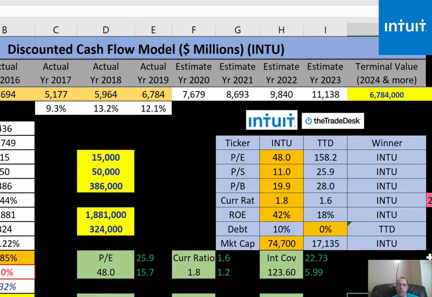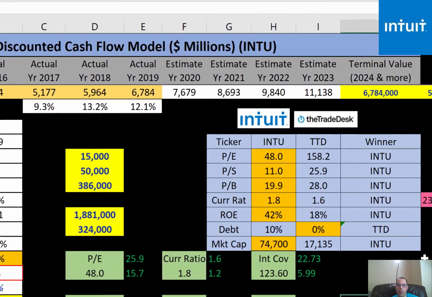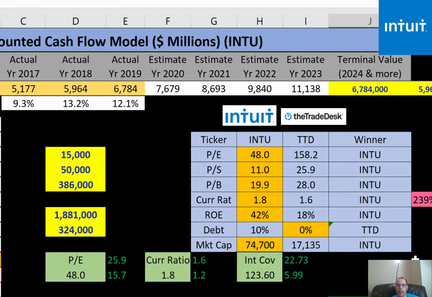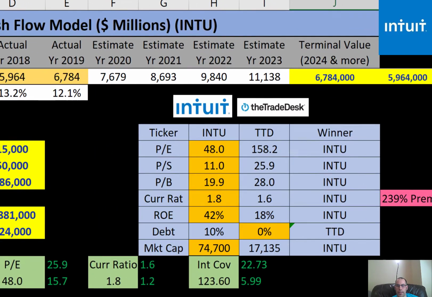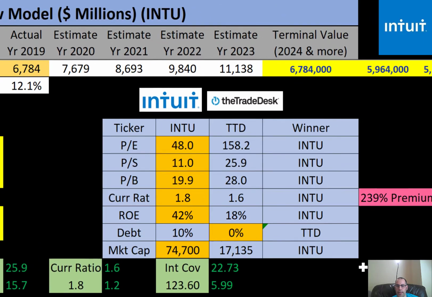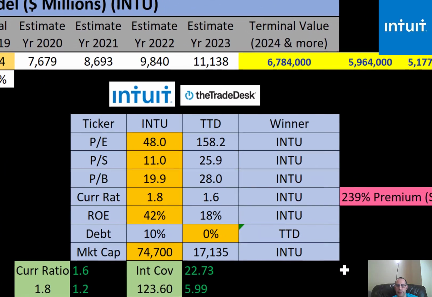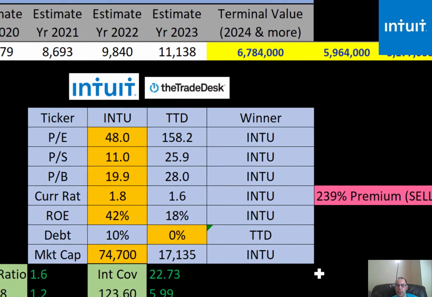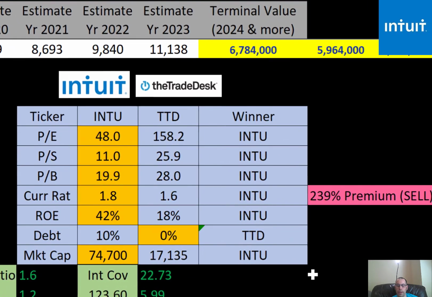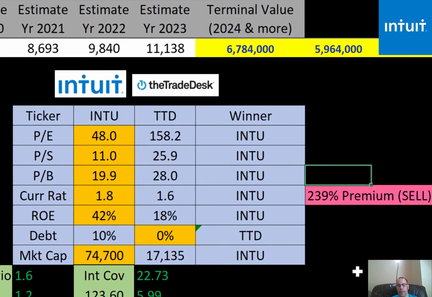Let's compare Intuit's ratios to The Trade Desk. They're both in the same industry. So Intuit has a better PE, although they're both pretty poor PEs. Both have bad price to sales, bad price to books. They both have okay current ratios. ROE, Intuit's really solid in ROE. Low debt, both of them.